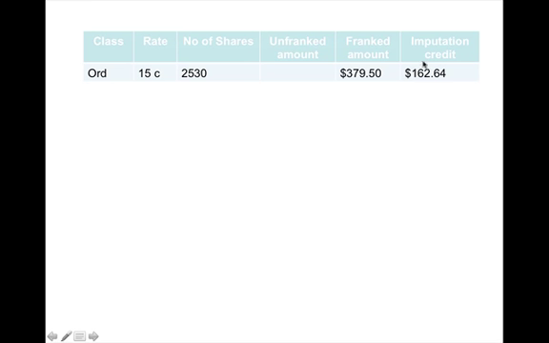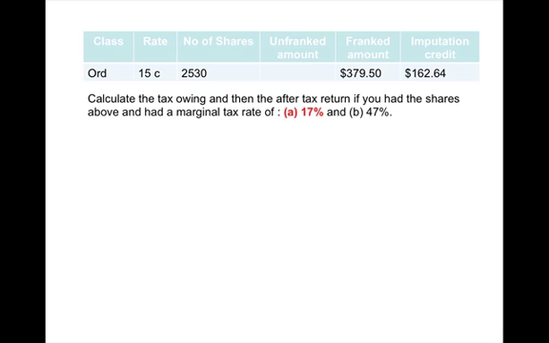So the company releasing these dividends don't know your tax rate and don't care about your tax rate, they're just working it out for themselves. So this number here, 15 cents times 2,530, gives us that, which is $379.50. Then they multiply that by 30 over 70 to get $162.64. 30 over 70 because it's a 30% tax rate. So let's have a look at what you do next.